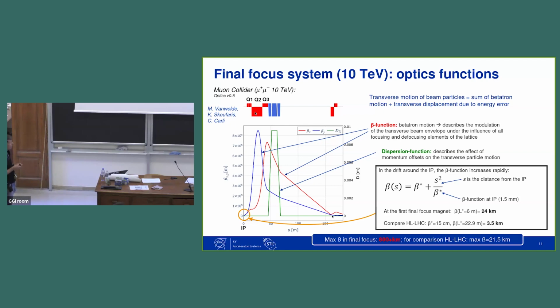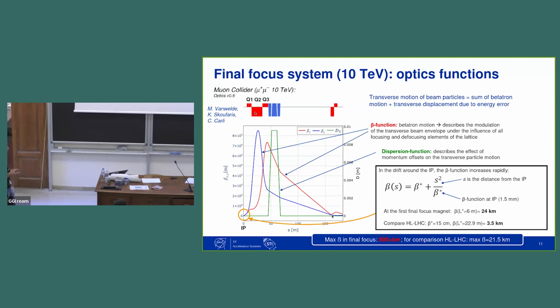If you compare this to High Luminosity LHC, the beta star is 15 centimeters, so quite a bit larger. L star is 30 meters, but at 30 meters the beta function is only 3.5 kilometers, still much smaller than in the muon collider. But then inside the final focus quadrupoles, the beta function grows, of course, still much more. So we reach beta functions of the order of hundreds of kilometers.